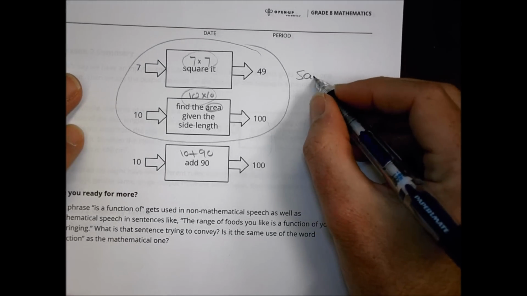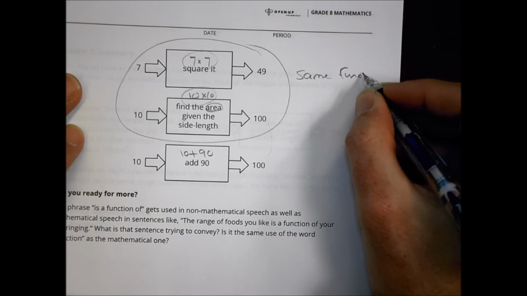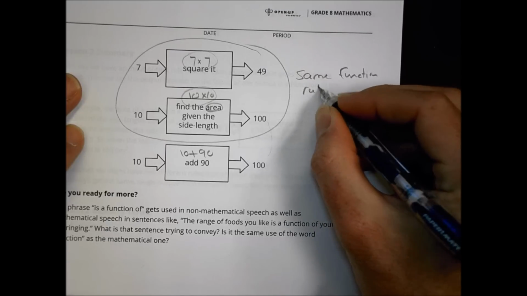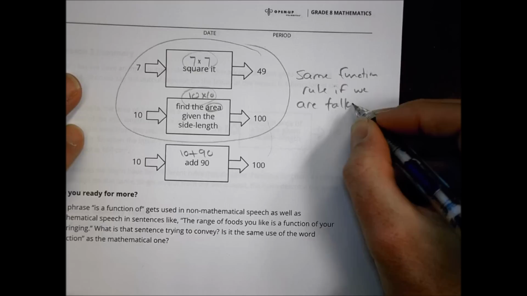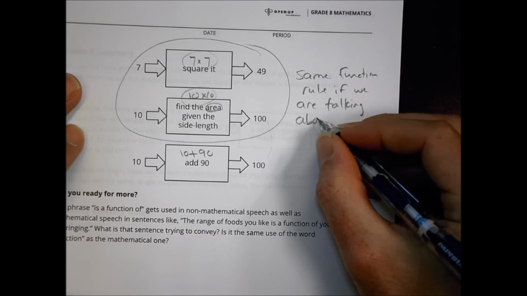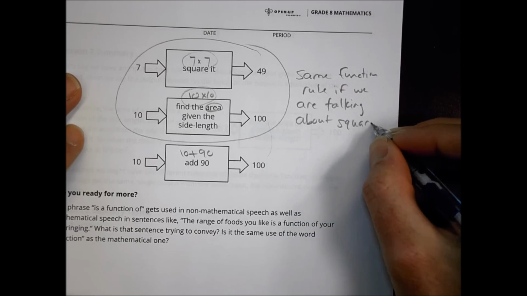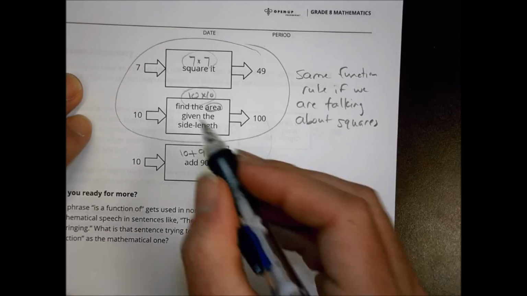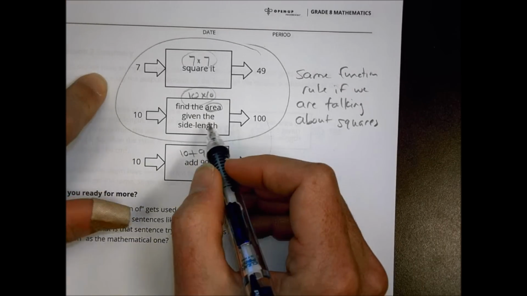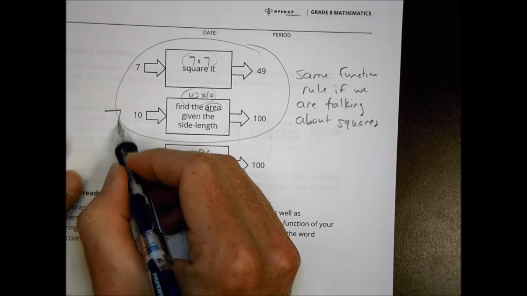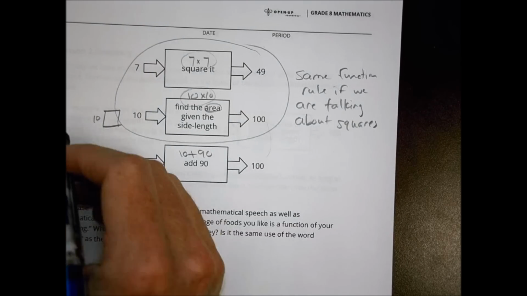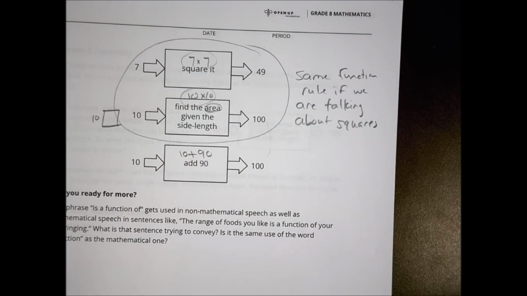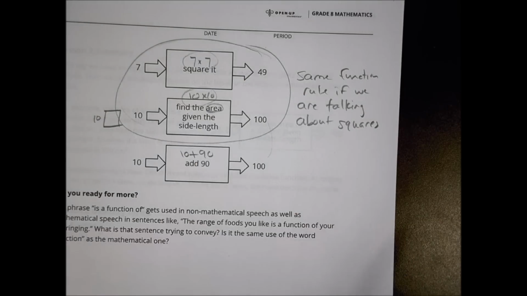So we could say same function rule if we are talking about squares, okay? Because that's why this one works. I can find the area from the side length if this is a square with a side length of 10. If this was one of the side lengths of a rectangle, it wouldn't help me. It's not going to be the proper area. So these two seem to have the same function rule.